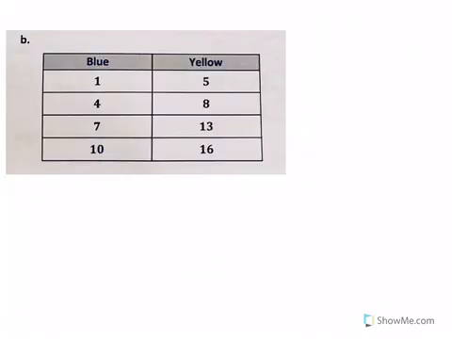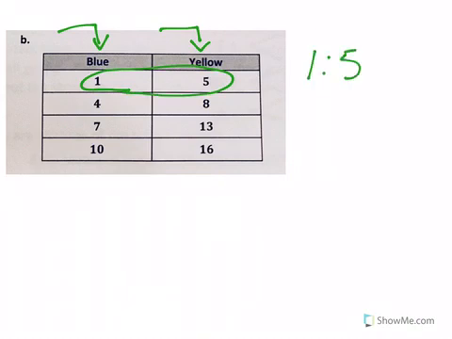Let's try one more. All right, we've got another table here. We'll say for every blue ribbon, we have this number of yellow ribbons. Why? I don't know. We'll go with it. And this one kind of makes it easy for us right off the bat because we see the original ratio is 1 to 5. So it has a value of 1/5. That means the blue is 1/5 of the yellow, right? 1 is 1/5 of 5.